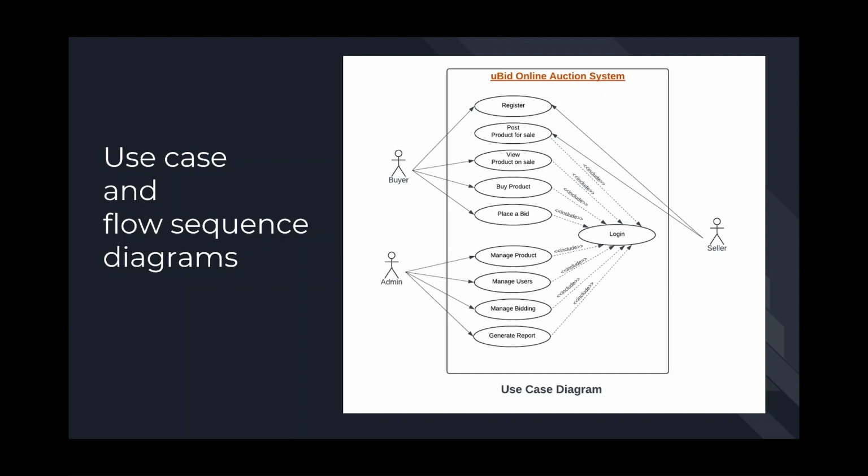A buyer can register, view products on sale, buy products, or place a bid. A seller can do everything a buyer can do, but a seller can also post products for sale. Admin can manage products, manage users, manage bidding, and also generate a report.